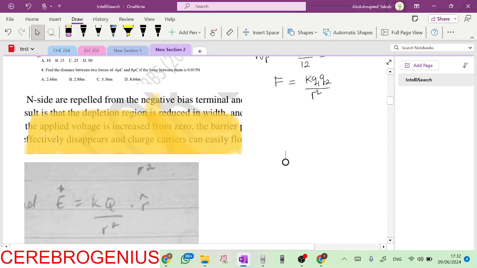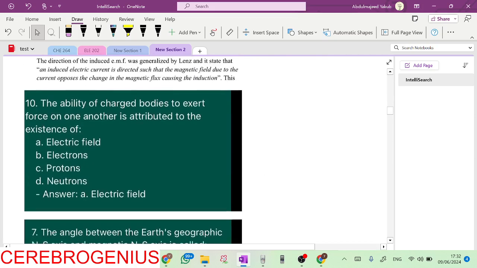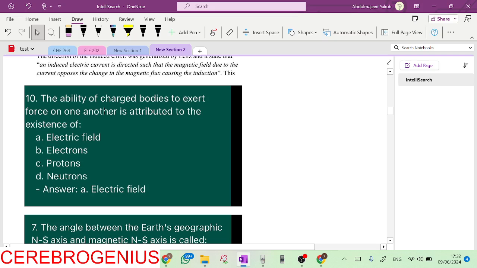So the next question, I don't know the question to this. Okay. So let's see. Okay. So look at this, question 10. The ability of charged bodies to exert force on one another is attributed to the existence of what? Okay, that's the electric field. So electric field is a region where charged bodies exert force on one another. So that's very simple. Just electric field. That's the answer to this.